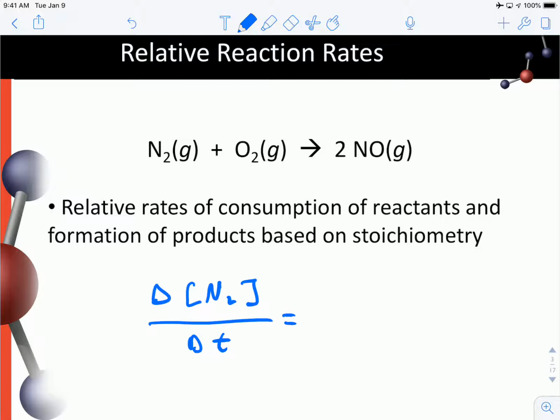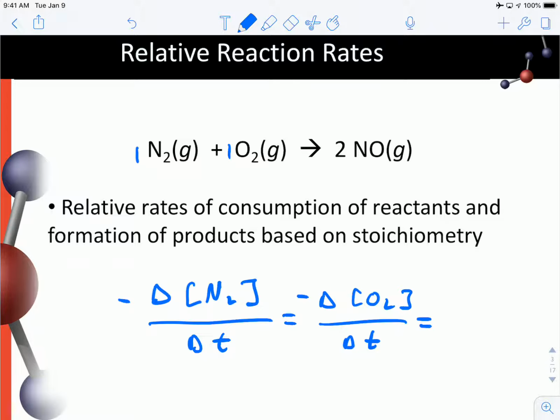Well, you might look at this and say, okay, if N2 is going to disappear, it's disappearing because it's forming NO. And therefore, oxygen also is disappearing. And because they're in a relationship of 1 to 1, it becomes very clear that the rate of oxygen disappearance should be exactly the same as the rate of nitrogen disappearance. Because these molecules have to come together, react to form NO, so they should disappear at the same rate. We often put a negative sign out front because it's disappearing.